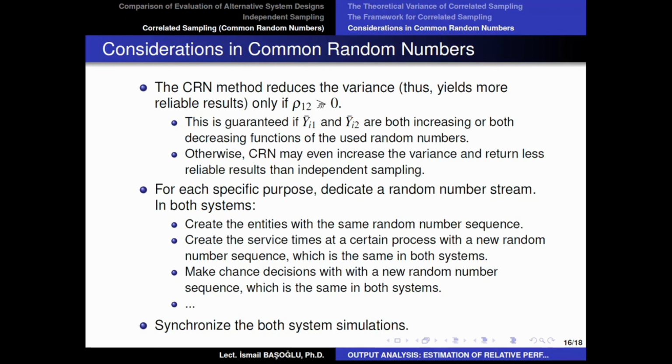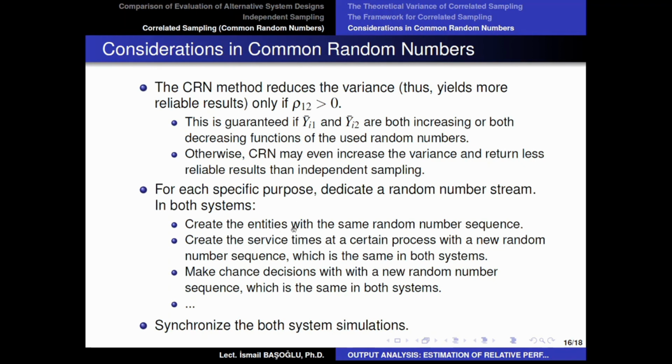If this correlation is negative, in that case, the common random numbers methodology may even increase the variance and return less reliable results than independent sampling. But usually, we do not see this in discrete event system simulation. Now, how can you be sure that the correlation is going to be positive? It says, for each specific purpose, dedicate a random number stream.